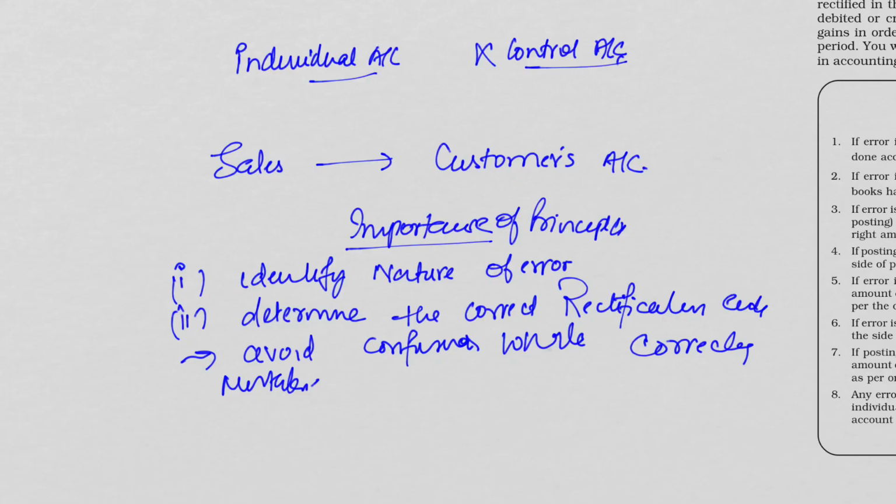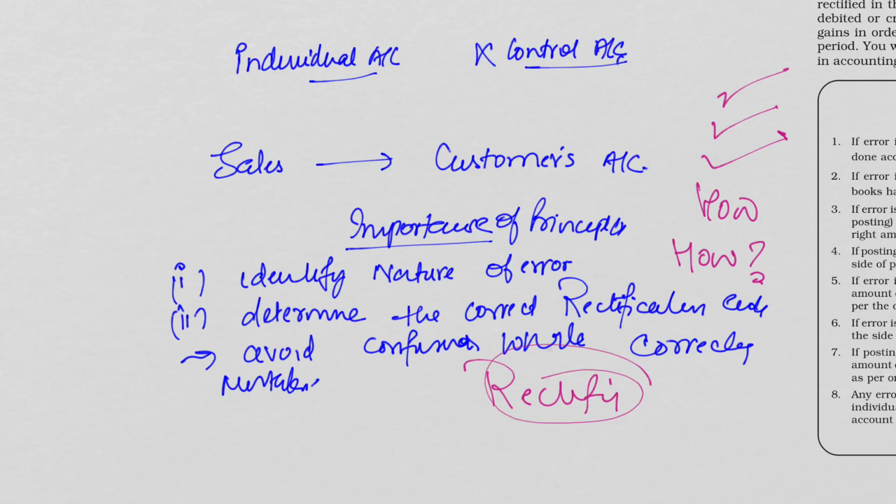In a real business, errors usually occur frequently because it involves a large number of transactions, multiple books, and many ledger accounts. Therefore, the accountants must know how the errors have occurred, how they affect the trial balance, and how to rectify them properly. So rectification ensures that the financial statements show the correct financial position of the business.